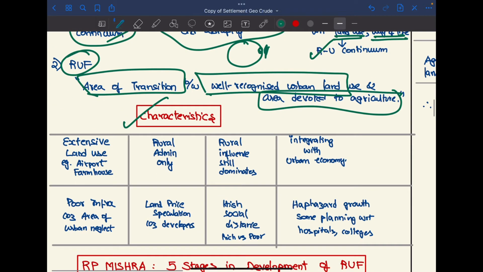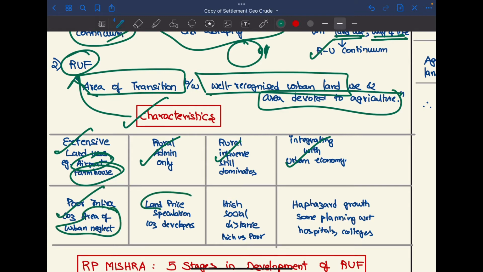So what are some of the characteristics of RUF? These are extensive land use, like use for airports and farmhouses. Rural administration is still under rural areas only, and rural influence still dominates, but there is integration with the urban economy. Poor infrastructure because these are areas of urban neglect. Land price speculation will be there because of real estate developers. High social distance between rich and poor, and haphazard growth, but there will be some planning with respect to hospitals and colleges.